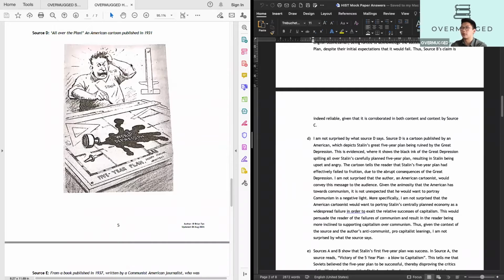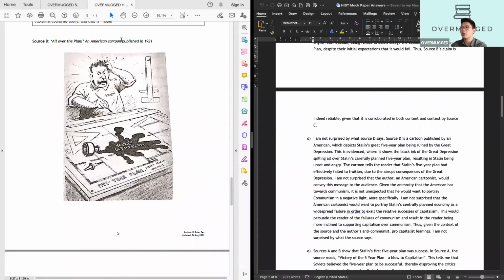So basically, are you surprised by this source? In this case, you should focus on the context of the source. The context is that it is an American cartoon. So off the bat, you have a very clear provenance, and you have a very clear bias towards making the Soviet Union look bad. I am therefore not surprised by what source D says, because source D is a cartoon published by an American which depicts Stalin's Great 5-Year Plan being ruined by the Great Depression. So over here, the explanation is quite self-evident.